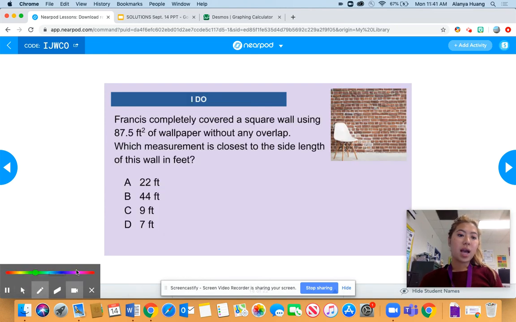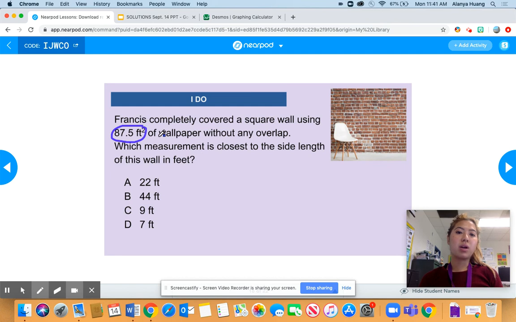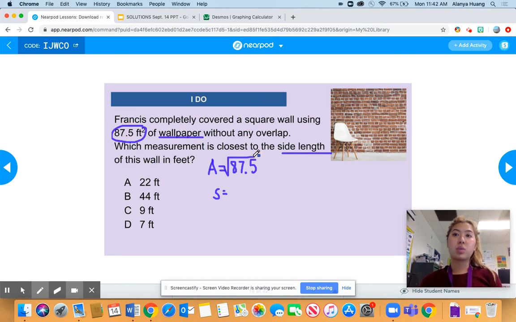For this I do problem, it reads, Francis completely covered a square wall using 87.5 feet squared of wallpaper without any overlap. Which measurement is closest to the side length of this wall in feet? So this goes back to that intro to square roots where we know the area is 87.5. And to find out what the side length is, we're going to have to square root 87.5.